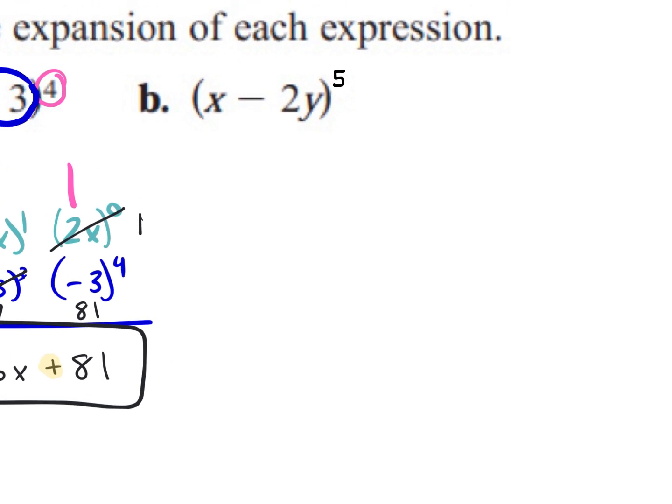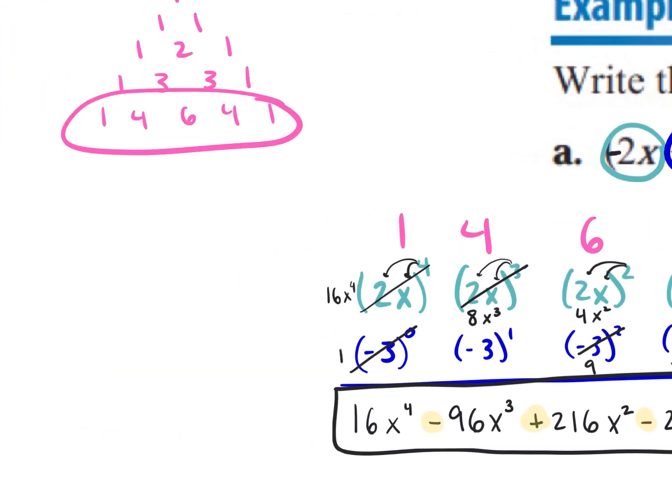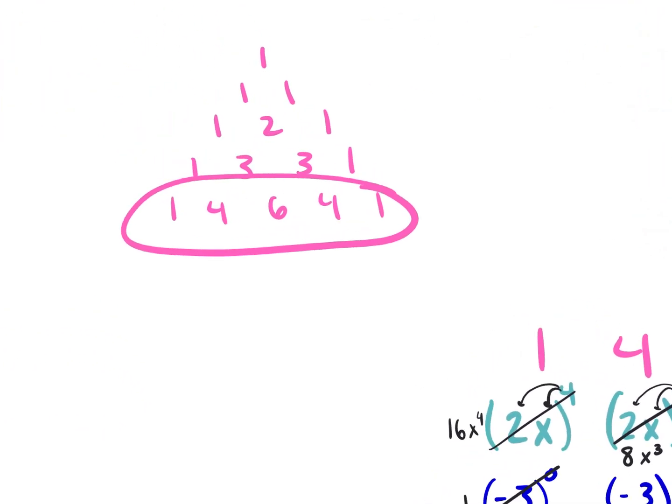So what's our exponent on B? 5. So we're looking at the 5th row for Pascal's triangle. So I need to add one more row here. So what's my row going to start with? 1.